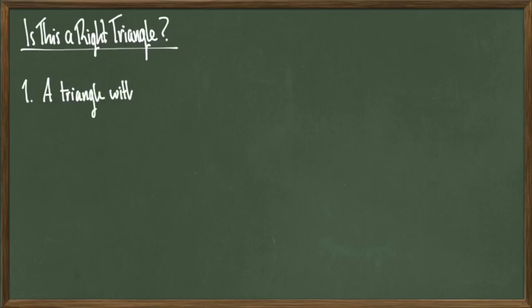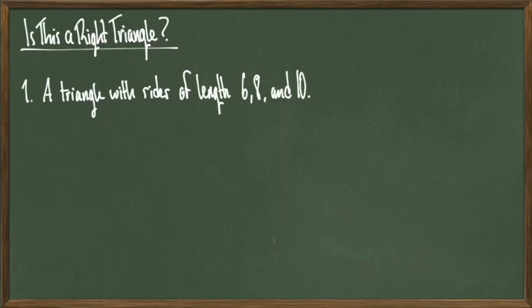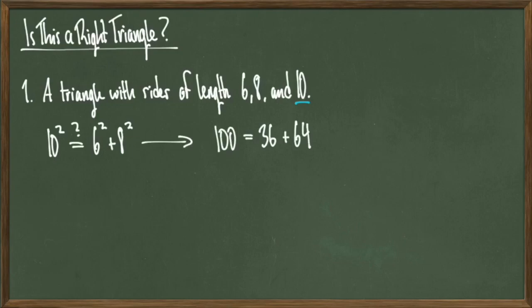So, if I have a triangle with side lengths 6, 8, and 10, is it a right triangle? The most efficient way to use this theorem is to plug this information into the theorem itself and see if the equation balances. 10 is our longest side, so that's going to be a hypotenuse. So we need to check if 10 squared is equal to 6 squared plus 8 squared. Doing the math, we see that 100 is equal to 36 plus 64, so a triangle with side lengths 6, 8, and 10 is a right triangle.